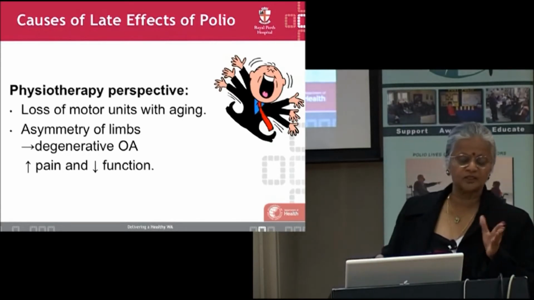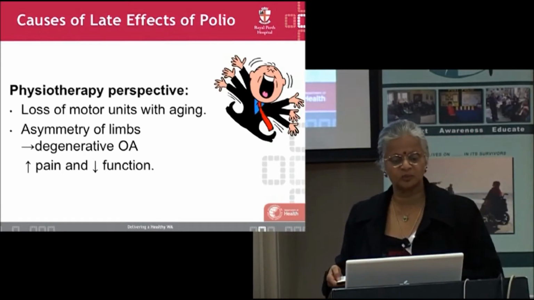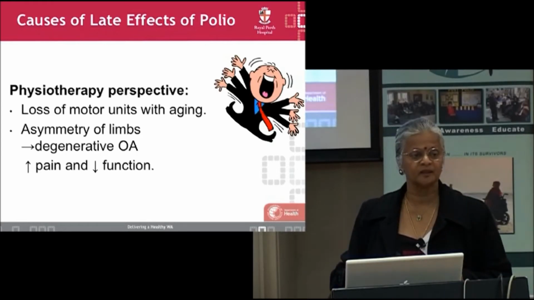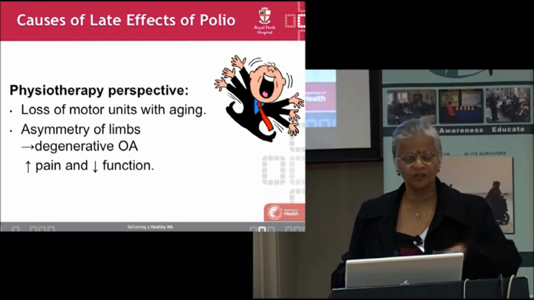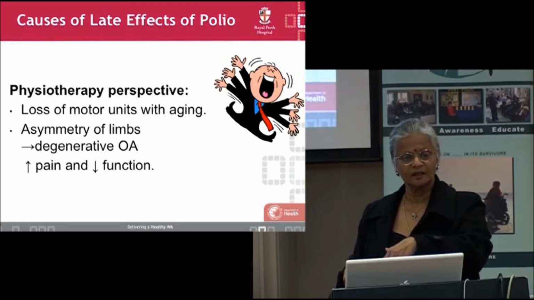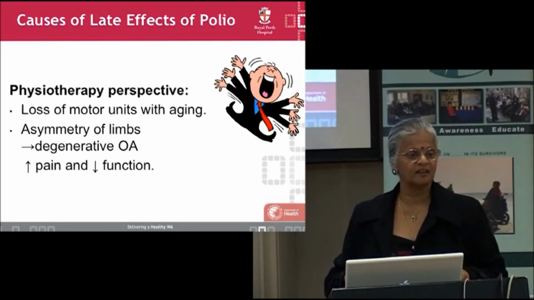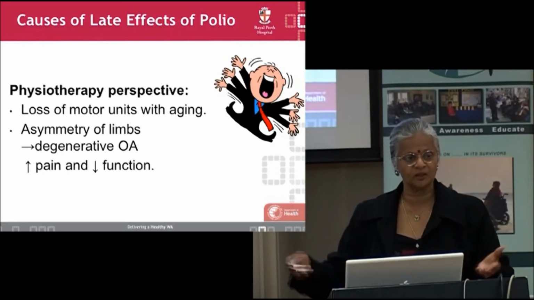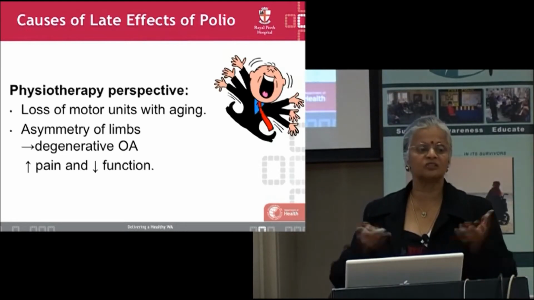What happens in degenerative OA, you know that. There's increased pain. Once you increase pain, you decrease function. Everything then starts to flow. You decrease function, you get disuse. Okay? Now you've got disuse, you've got loss of muscle strength. Then you've got more asymmetry. Can you see how, any which way you look at it, there's a vicious cycle.